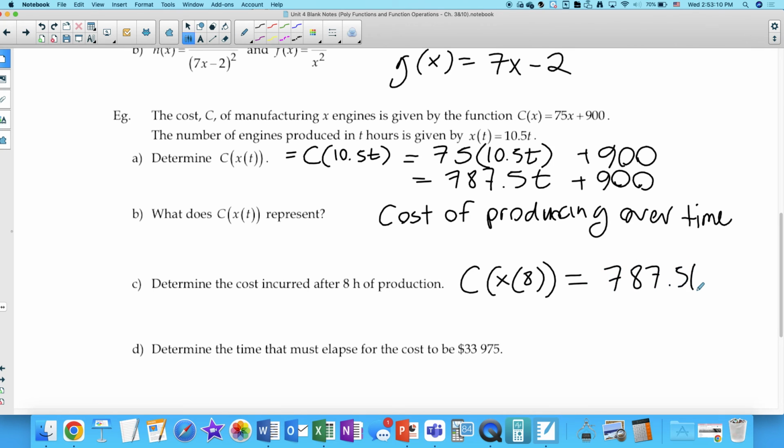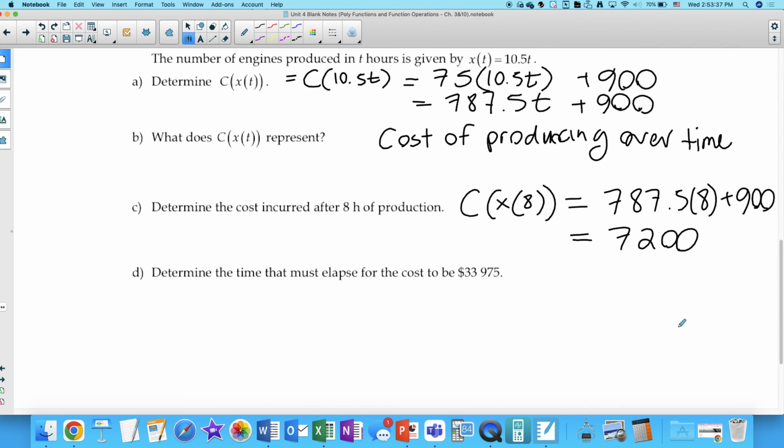I don't know what that is. It's like around 6,000. What is it? 7,200? Even? Yep. Oh, there you go. So it costs, that's a lot of money, $7,200 for 8 hours of production. It either uses a lot of manpower or expensive equipment or something like that.